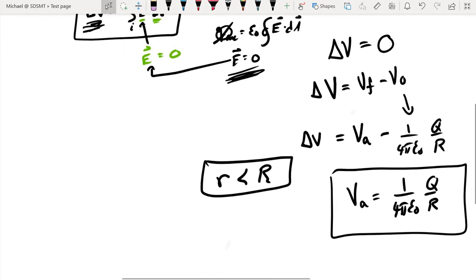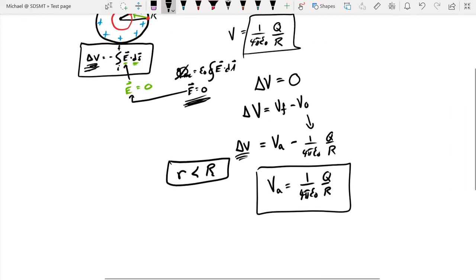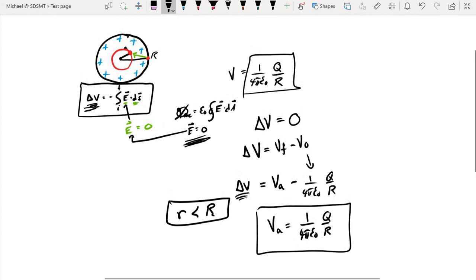And Gauss's law says no field inside the sphere means your potential inside the sphere cannot change. And the only way that that's going to be true is if the potential anywhere inside the sphere equals the potential at the surface. And so that's what we have right there.